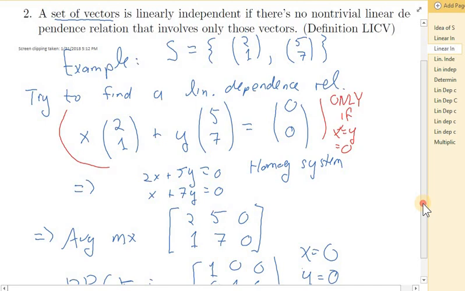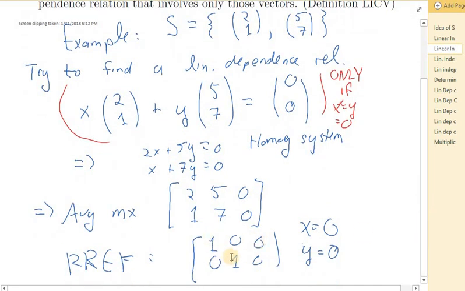When we row reduce this, it turns out we get the identity matrix and the 0 vector in the constant column. This tells us that the only solution to this homogeneous system is x equals 0, y equals 0. What does that mean? That means there's no non-zero x and y that gives me a linear combination of these two vectors that gives me the 0 vector. That means that this vector and this vector are linearly independent.